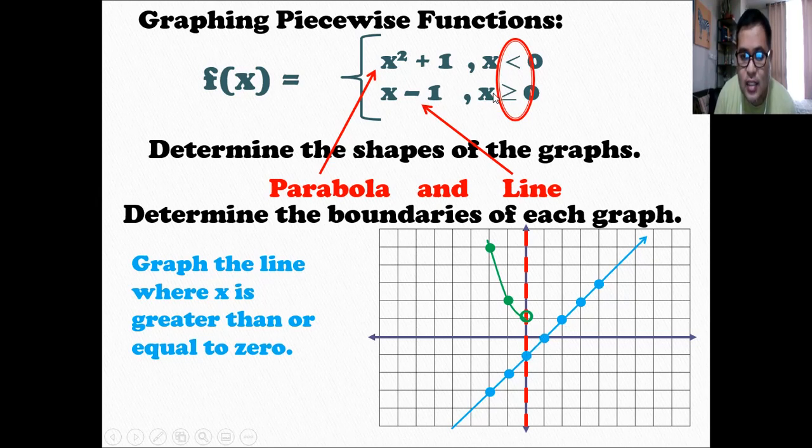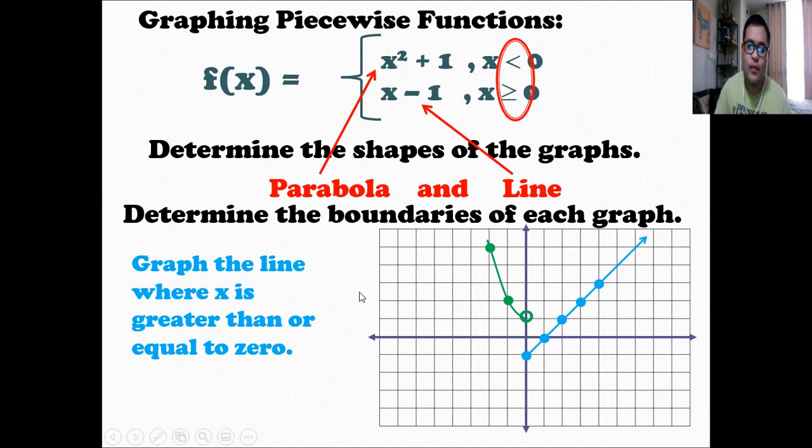Since x is greater than or equal to 0, that means 0 is included. Okay, 0 is included. So therefore, greater than or equal to 0 means negatives are not included. So we remove those negatives. So here are the values of your x. Okay, so now it's time for us to remove our boundaries. So this is now the graph of this function.